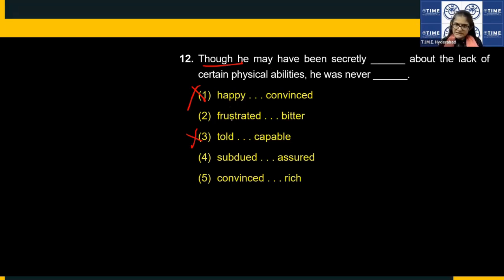So frustrated and bitter are not opposites. They are sort of synonymous. But what I meant is never will show the opposite. So secretly he may have been frustrated, but he was never bitter. Okay. This also doesn't make sense. He may have been secretly convinced about the lack of certain physical abilities. Okay. He was never rich. What does having physical disabilities have to do with being rich? Doesn't make sense. Hence, the answer is option 2.